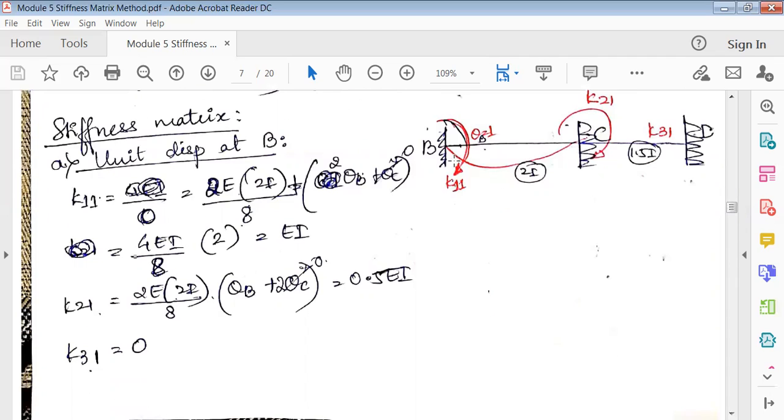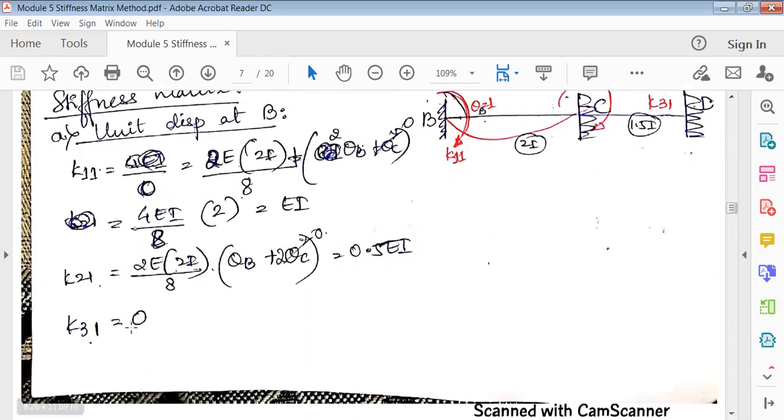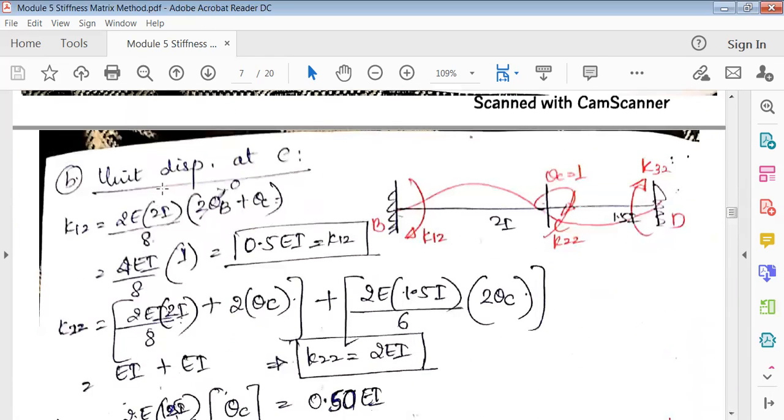Okay, so again as usual theta C is 0, so K21 is 0.5 EI. Then K31. In K31, see here again there is nothing getting deformed. There's no red mark here. I've marked here, there's nothing getting deformed, so that would be 0. Similarly, calculate unit displacement at C.